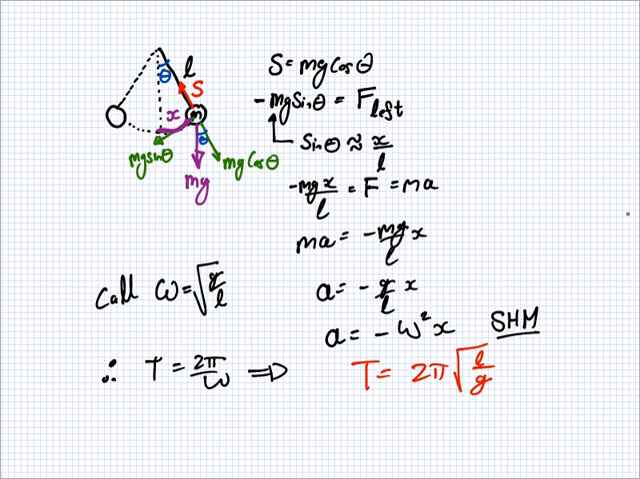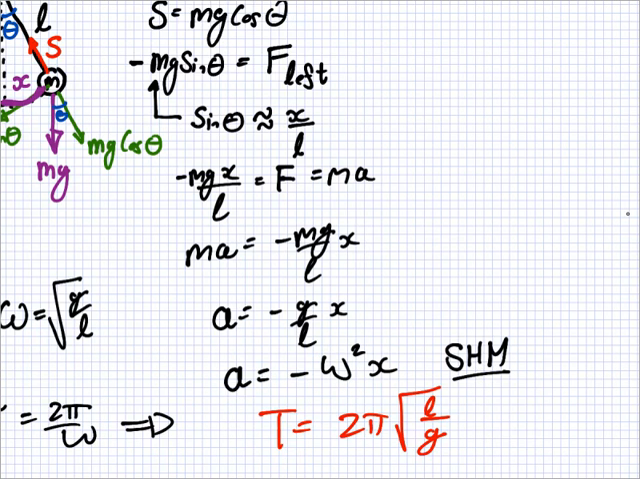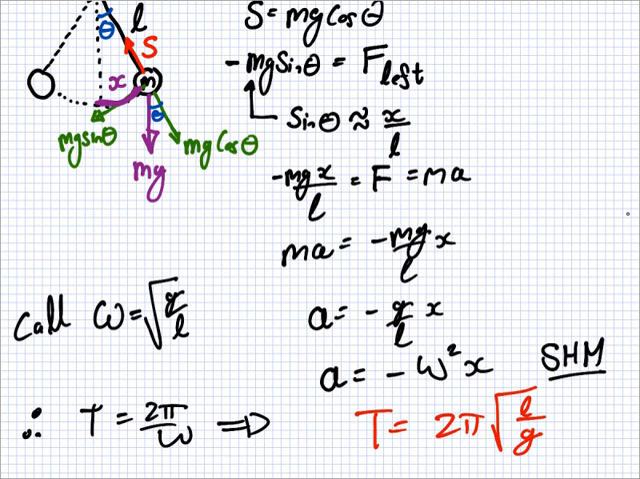Minus g over L, yeah. Why is omega equal to root g over L? And another one is L over g, because the T is 2 pi over omega, so it's upside down. But anyways, this is my choice.